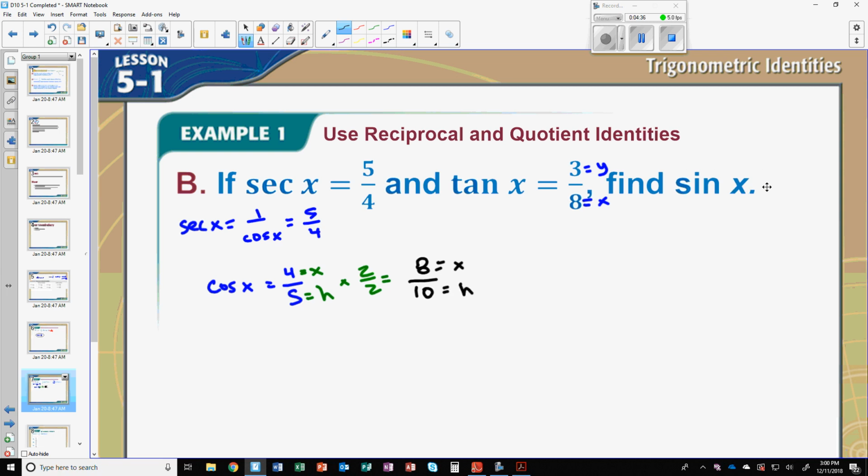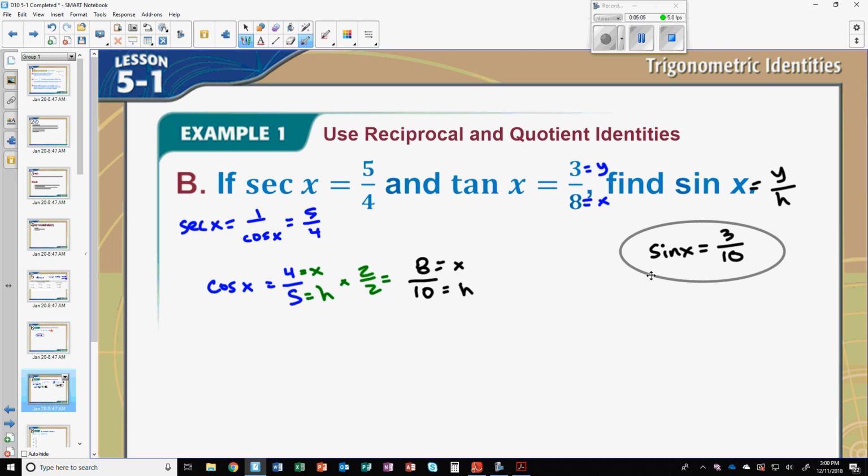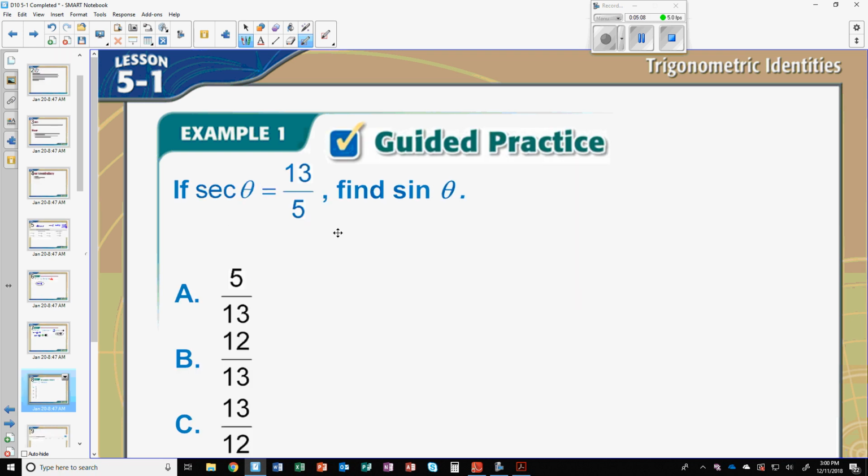I'm supposed to find sine x. Now, sine y, cosine x, tangent is y over x. If sine is y, then there's the silent letter. What is the silent letter? H. So what's my y value? 3. Sine x equals 3 over, my h is now 10. This would be my answer. If I could simplify, I would, but I cannot simplify on this problem. So that's my answer. Now I have one for you to try.